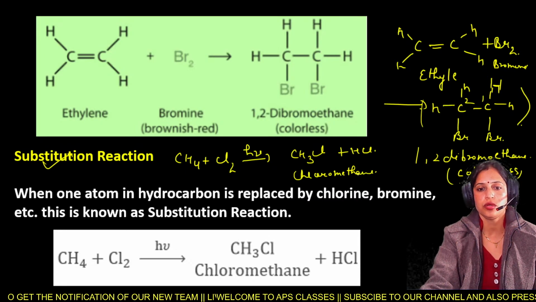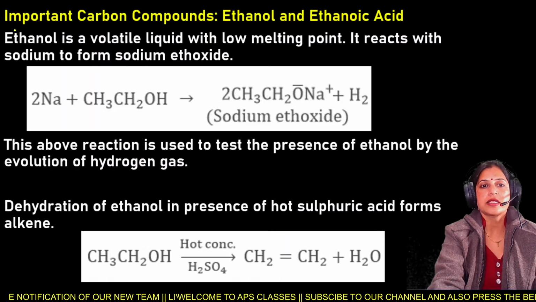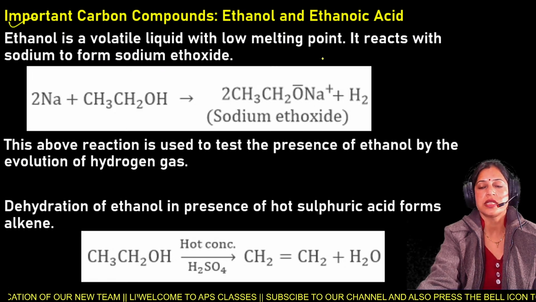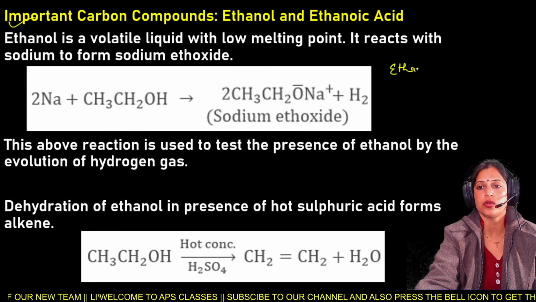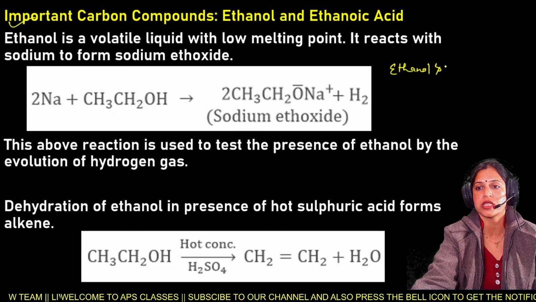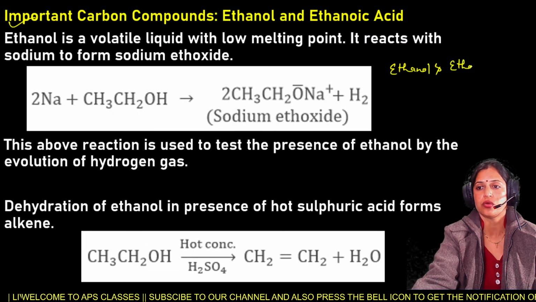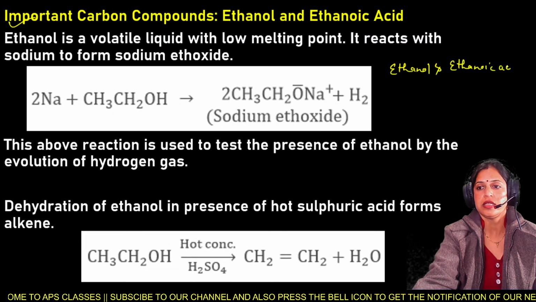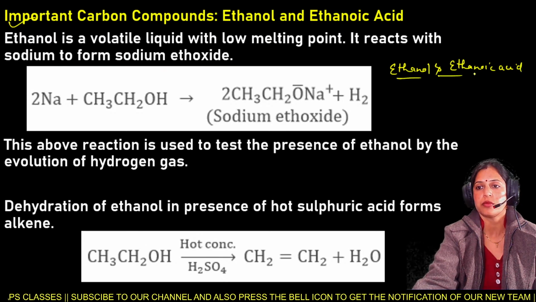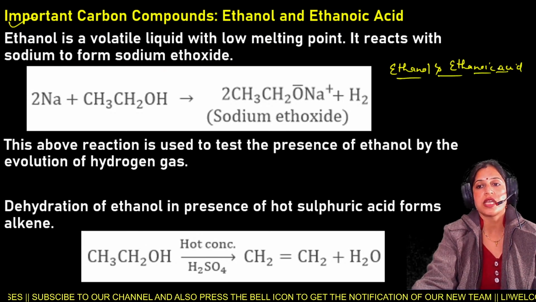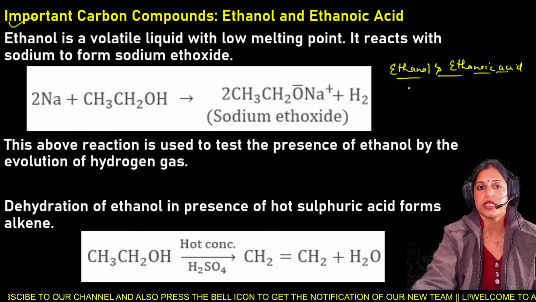This is your chloromethane. Next are the important carbon compounds, ethanol and ethanoic acid. One is ethanol and the second one is ethanoic acid.